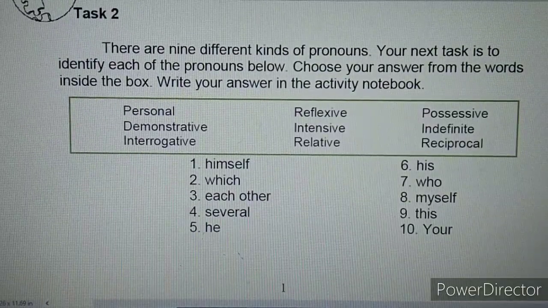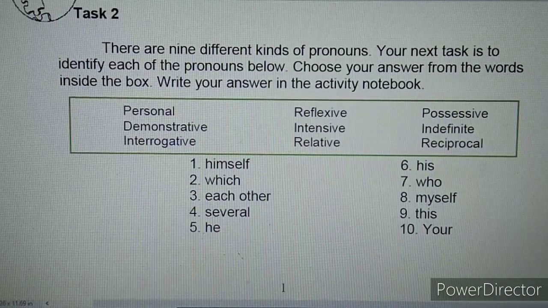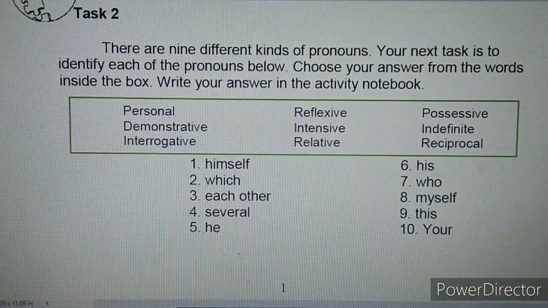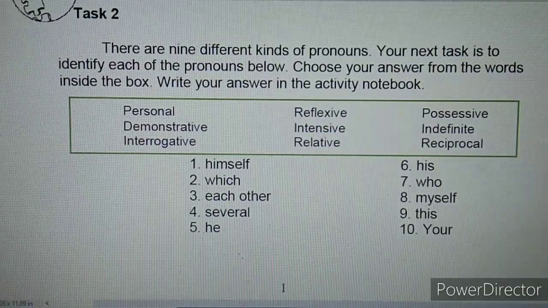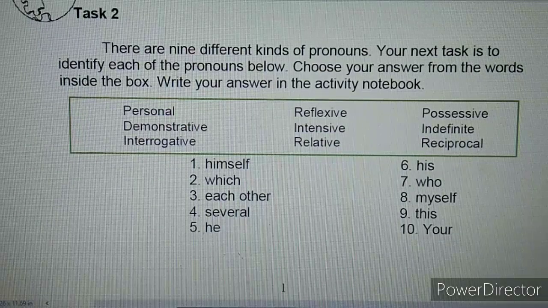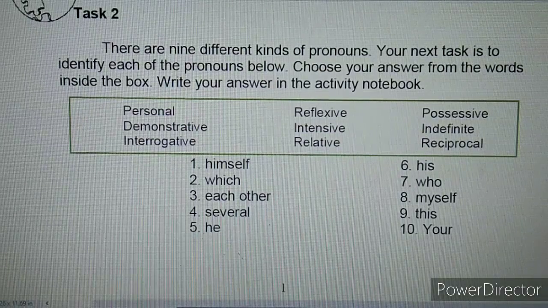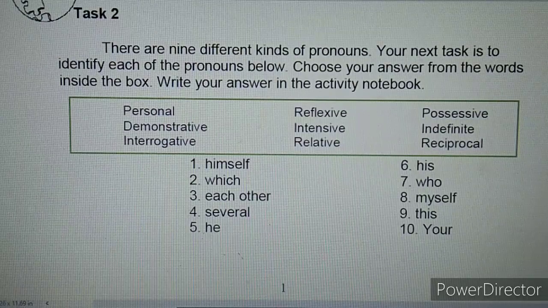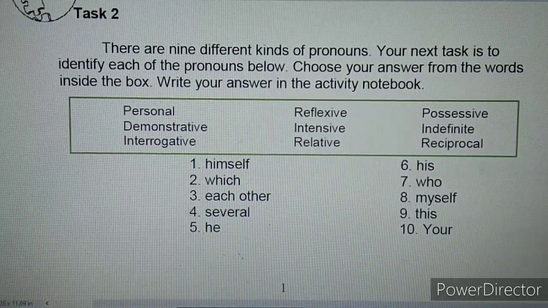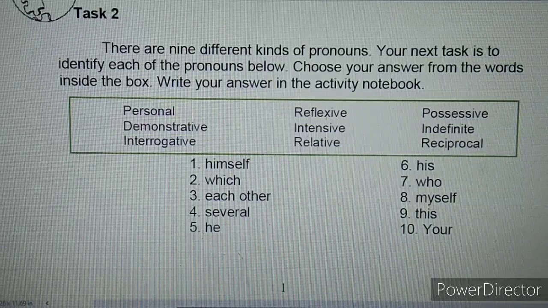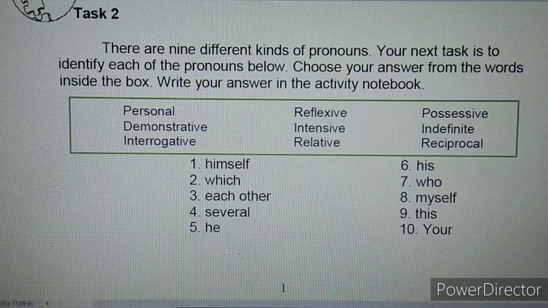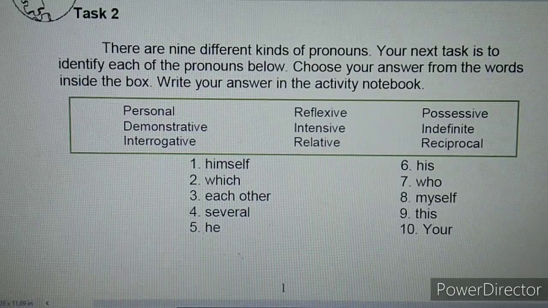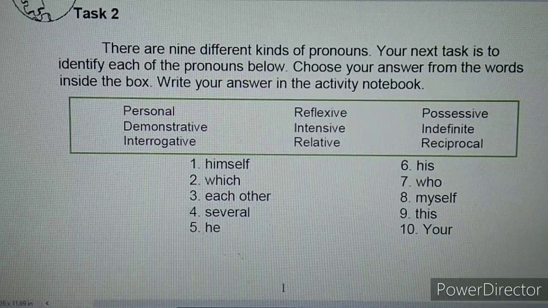Now, guys, let's proceed to Task 2. There are 9 different kinds of pronouns. Your next task is to identify each of the pronouns below and choose your answer from the words inside the box. You are going to write your answer in your answer sheets. These are the choices: personal pronouns, demonstrative pronouns, interrogative pronouns, reflexive pronouns, intensive pronouns, relative pronouns, possessive pronouns, indefinite pronouns, and reciprocal pronouns.